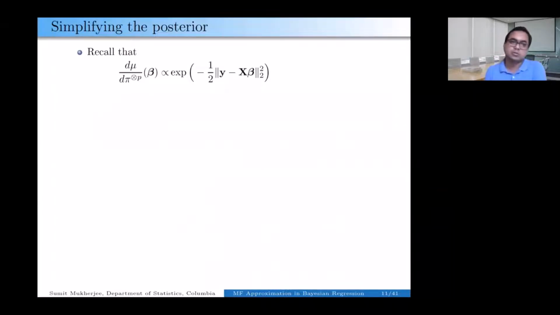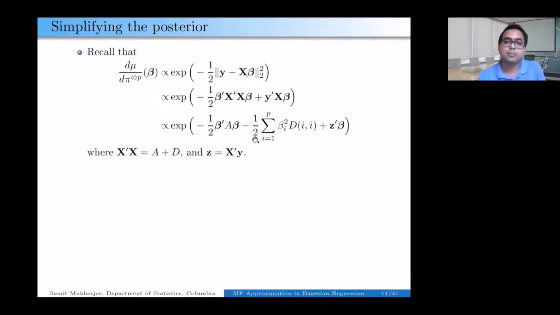Okay, so recall from a few slides back how the posterior looks. I'm going to expand the posterior. I can drop the term y prime y because that has nothing to do with beta. So this is the quadratic term which is causing the dependence. This is a linear term.